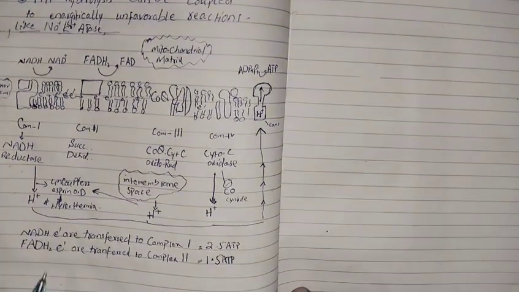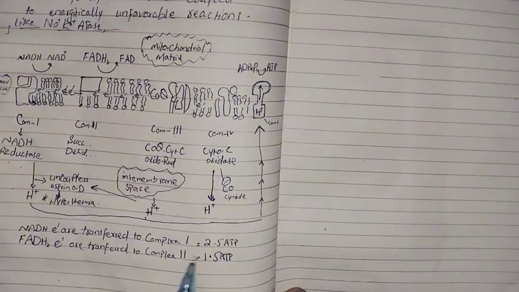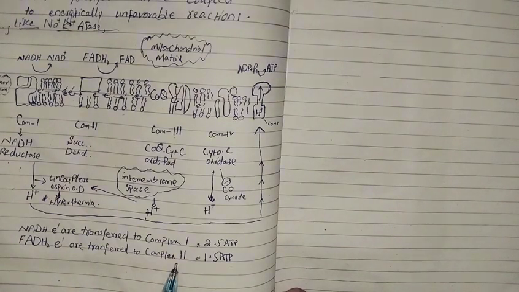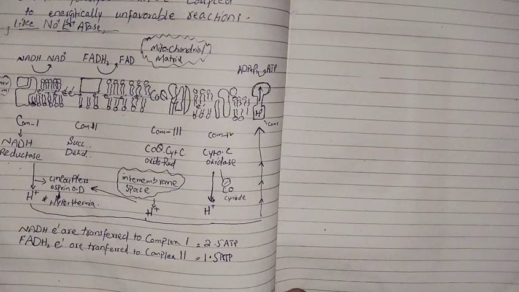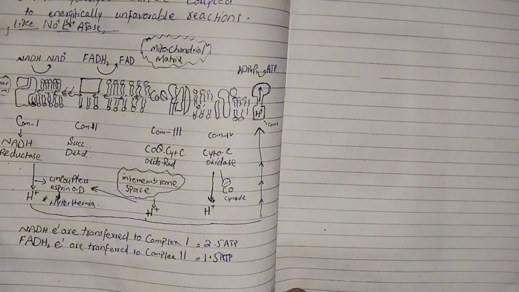So NADH electrons are transferred to complex 1, which yields 2.5 ATP, and FADH2 electrons are transferred to complex 2, which yields 1.5 ATP. So this was all about the electron transport chain.